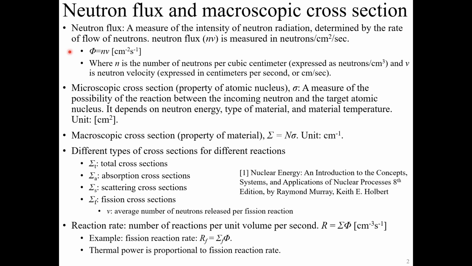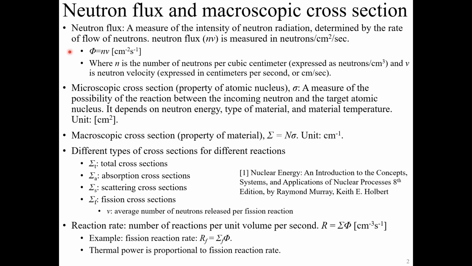Next, we will talk about the cross-section. We can consider the cross-section to be the material property we need to enter to define the property of those materials inside the reactor. We have two types of cross-section. One is microscopic cross-section, another one is macroscopic cross-section. The microscopic cross-section is the property of the atomic nucleus. So that is the property of one single atom.